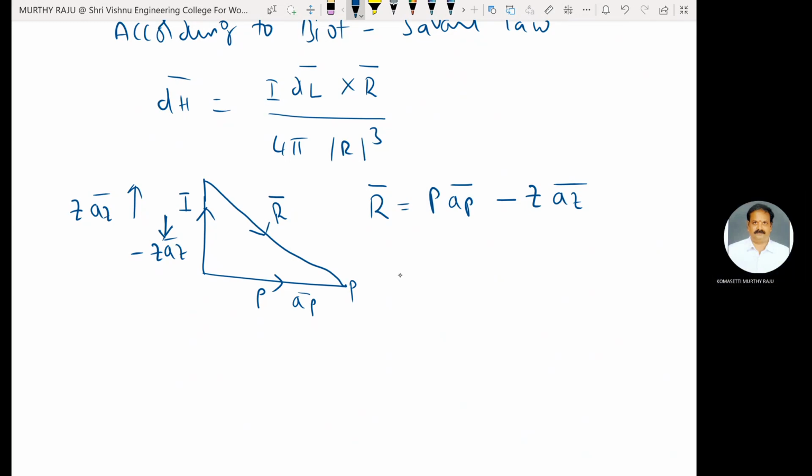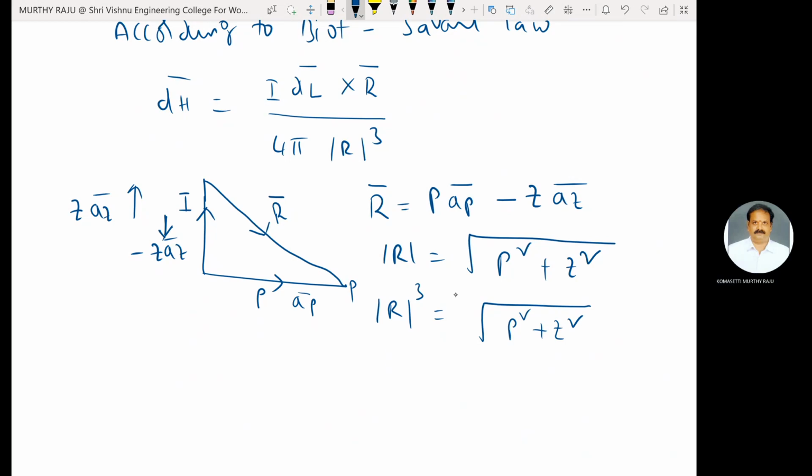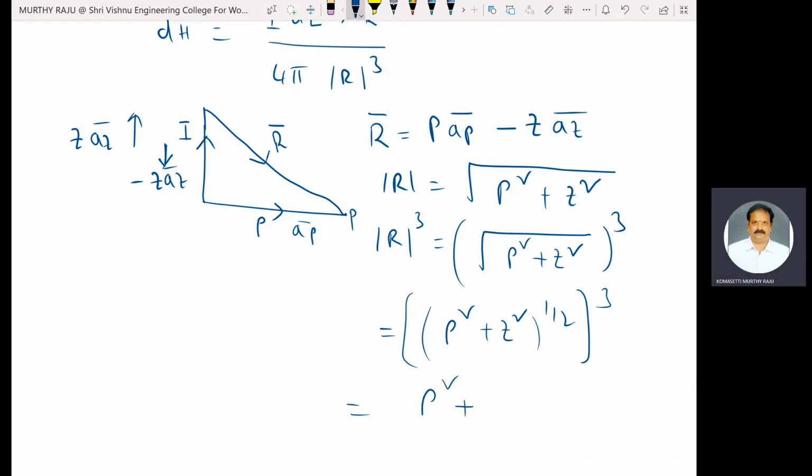Here, mod R is equal to square root of rho square plus z square. Mod R whole cube is equal to the square root of rho square plus z square, whole cube. That is equal to rho square plus z square, root means power 1 by 2, and whole cube, that is equal to rho square plus z square whole power 3 by 2. That is mod R whole cube.